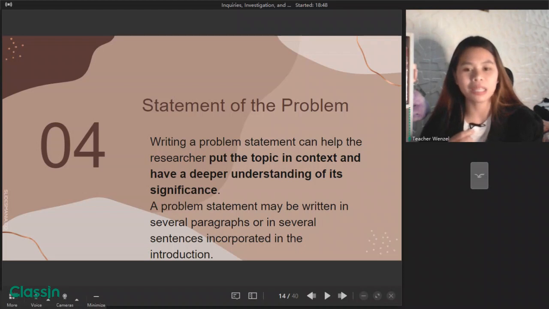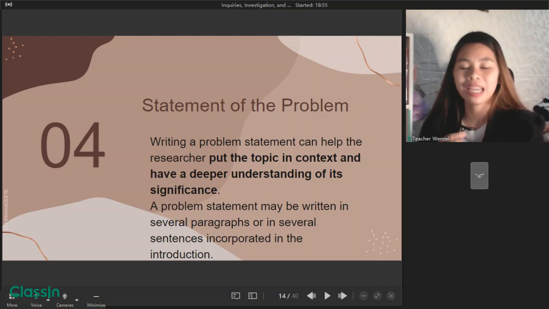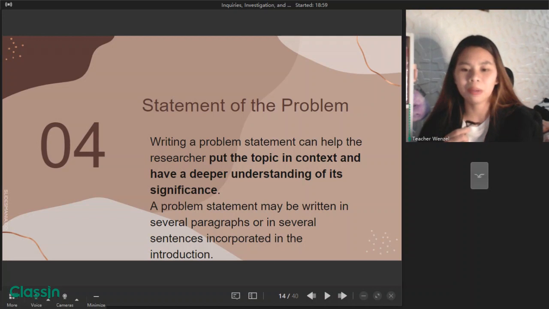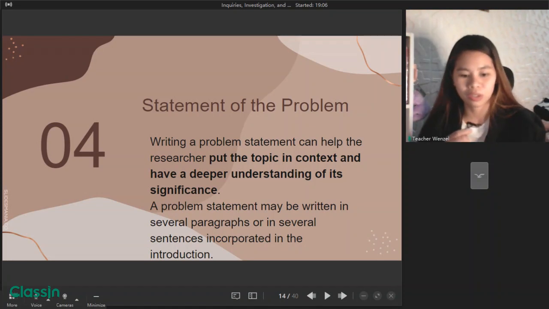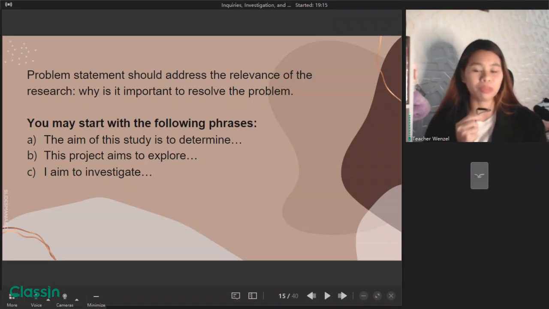A problem statement is a statement used in research that defines the problem addressed by a study. So the problem statement explains the problem you want to find the solution to, address, or solve. Just that. The problem statement should address the relevance of the research. Why is it important to resolve the problem?